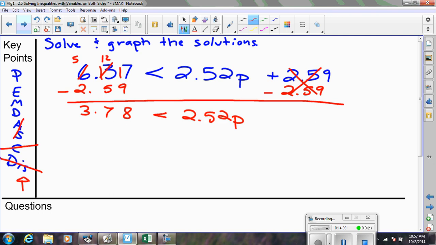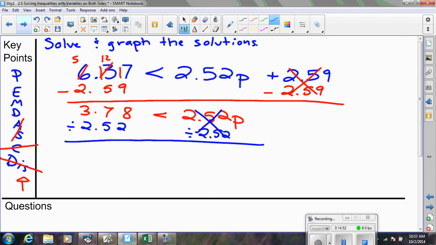No. Multiplying and dividing. Divide by 2.52. And of course, this is where calculators are the most beneficial because we know the division algorithm is a bit tedious sometimes. And just using the calculator speeds it up. Thank you, Malaya. She already did the number crunching for us. That's 1.5.